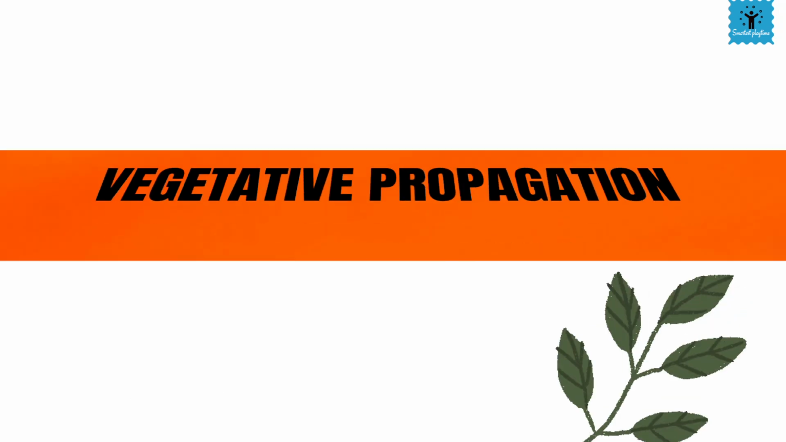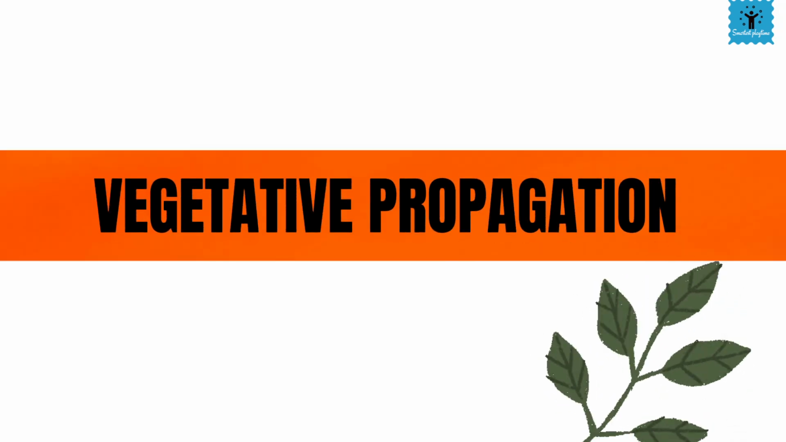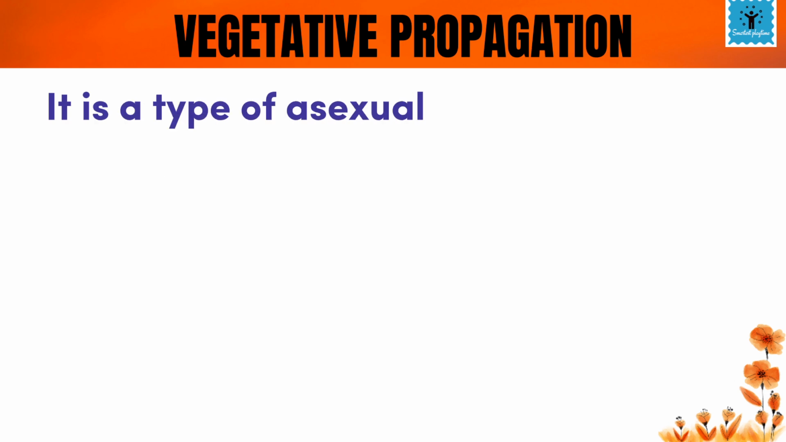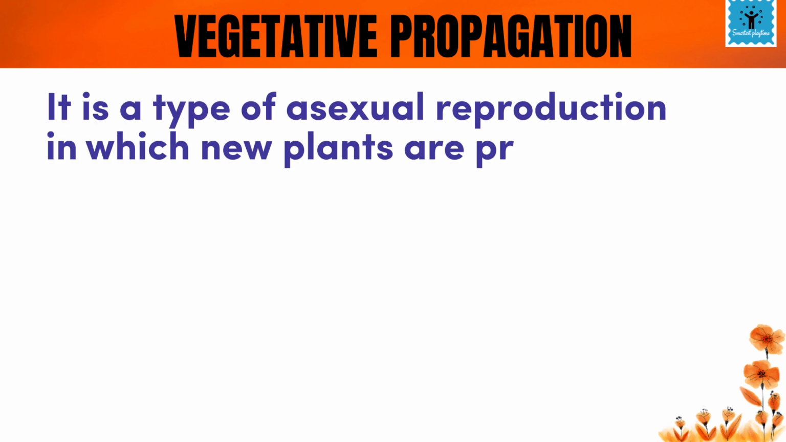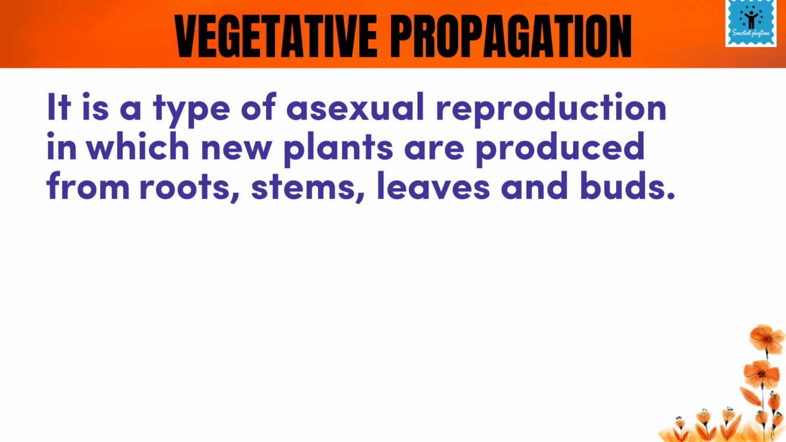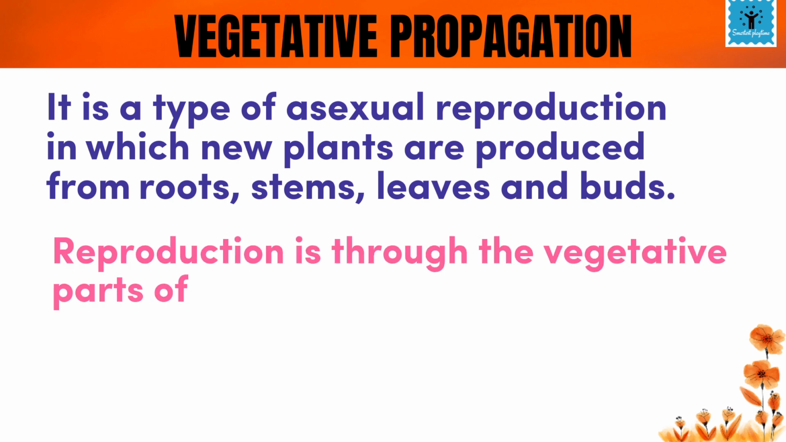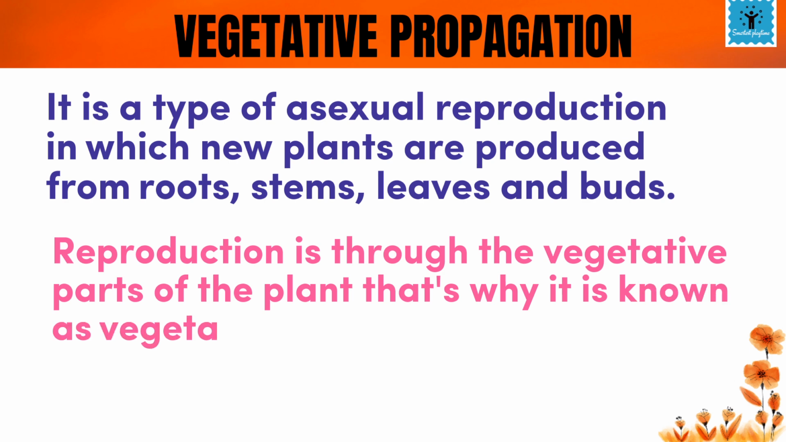The next category is vegetative propagation. It is a type of asexual reproduction in which new plants are produced from roots, stems, leaves, and buds. Since reproduction is through the vegetative parts of the plant, that's why this method is called vegetative propagation.